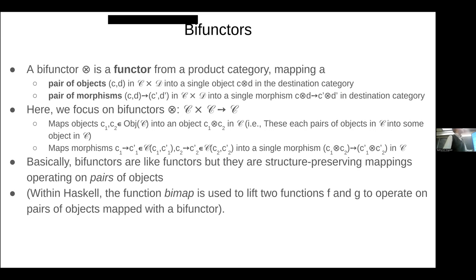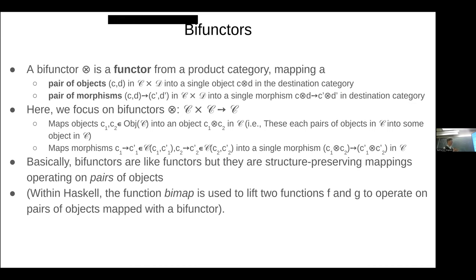Okay, so the final thing I need to tell you about here before we get into algebraic data types is bifunctors, okay? So bifunctors operate on product categories. The idea is that a bifunctor's job in life is to take pairs of objects, and it's a structure preserving mapping into another category with pairs of objects, okay? So it takes pairs of objects, C and D, and it lifts them and maps them to a single object, C cross D, in the destination category.